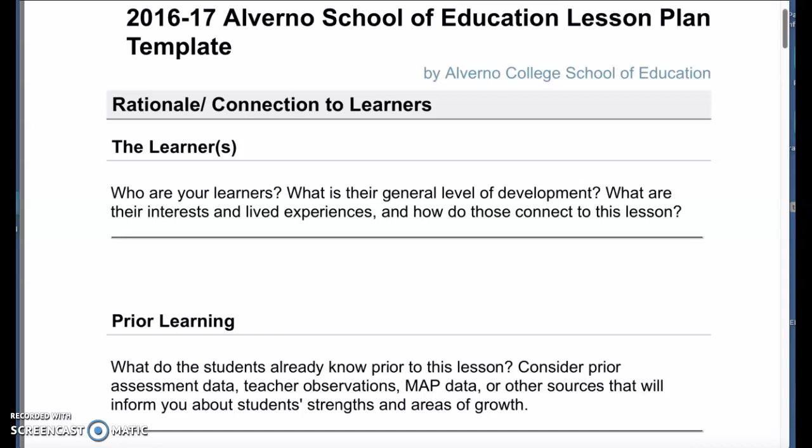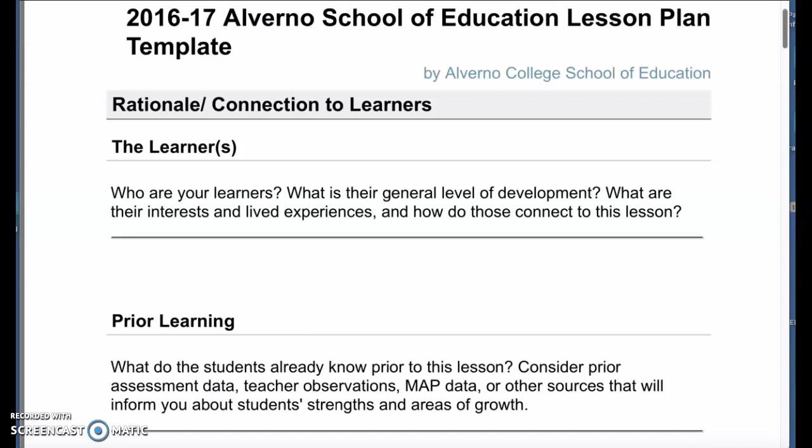So in the learner section of the lesson plan template, this is where you really want to give the reader of the lesson plan information about the students so that anyone could just pick up this lesson plan and understand where your students are at. So describe who your learners are. So how many students are in the class total, how many girls, how many boys, any English language learners in the classroom, any students that are special ed or have exceptional learning needs. You want to put that in this section.